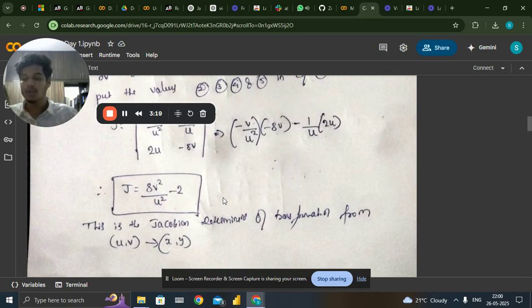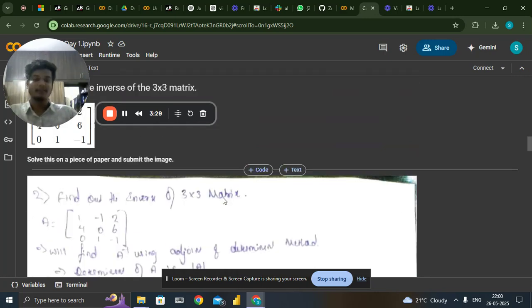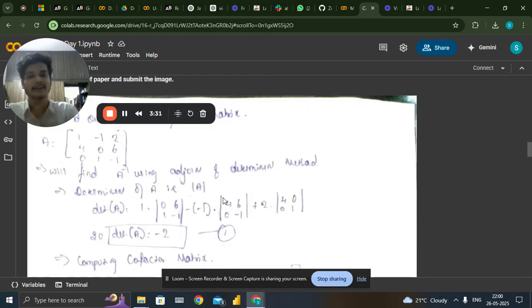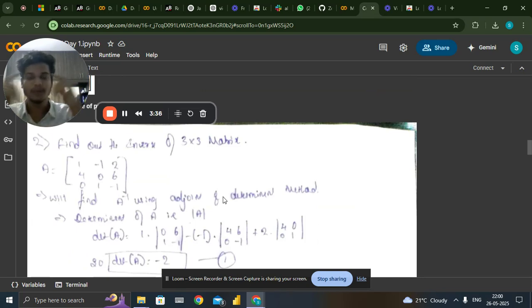Okay, and the next question is to find the inverse of a 3 cross 3 matrix. The matrix is given as 1 minus 1 2, 4 0 6, 0 1 minus 1. First, how do we find the inverse, A inverse? What is A inverse? When we multiply A and A inverse, the answer will be the identity matrix 1 0 0, 0 1 0, 0 0 1. That is what A into inverse of A gives.